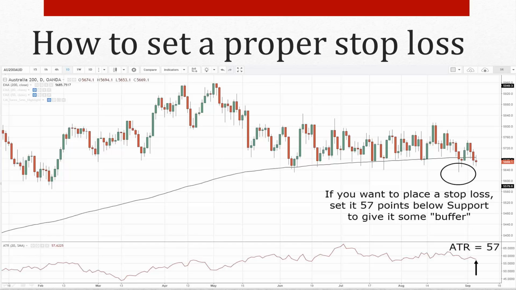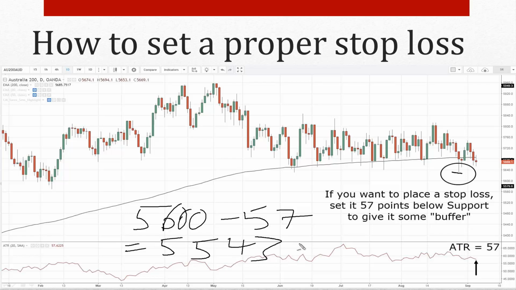So what you can do is use the ATR indicator to tell you how much buffer you should put on your stop loss. In this case, the ATR value is about $57 for this market. So you identify the lows over here and minus this 57 from the low. Let's say this low is 5600. You minus 57, because this is one ATR, and you get a stop loss of, if my math serves me okay, about 5543. So your stop loss level will be around 5543, which is one ATR below this low.